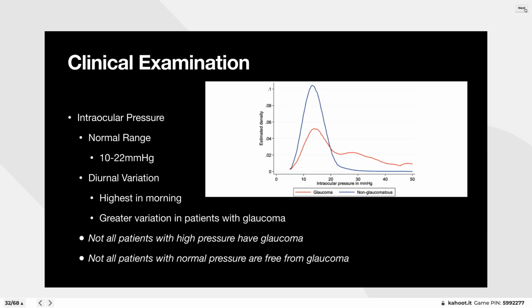Now, this is really what I want to drill home. We've talked a lot about how intraocular pressures are an important part of the assessment of glaucoma, but they are not glaucoma in its entirety. Not all patients with high pressures have glaucoma, and not all patients with normal pressures are free from glaucoma. It really is a multimodal, multifaceted diagnosis. And so intraocular pressure is an important, but just one, feature that we look at in glaucoma assessments.